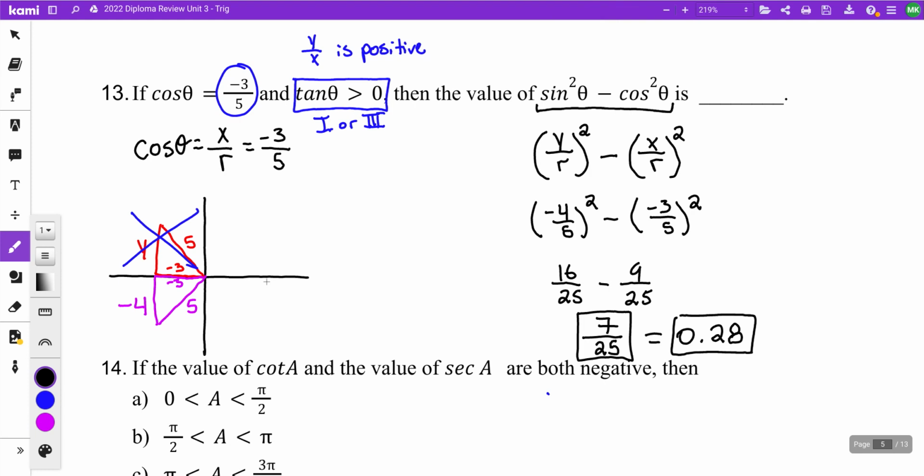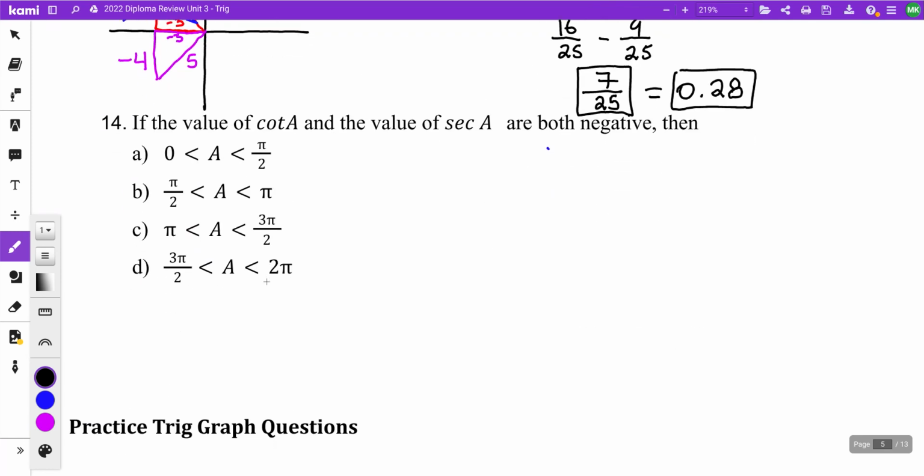Feeling okay? All right, let's look at number 14. If the value of cotangent A and the value of secant of A are both negative, then you have to decide where A is going to be. All right, the first one says 0 to pi over 2. That means quadrant 1. Pi over 2 to pi, that's quadrant 2. This one's quadrant 3. This one's quadrant 4.